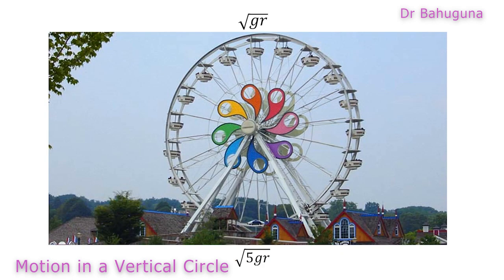Now what are the examples in daily life? The merry-go-round, if you see, the minimum velocity to continue to be in a vertical circle is root of gr at the top and root of 5gr at the bottom of this circular path. Merry-go-round is an example of this vertical circle.